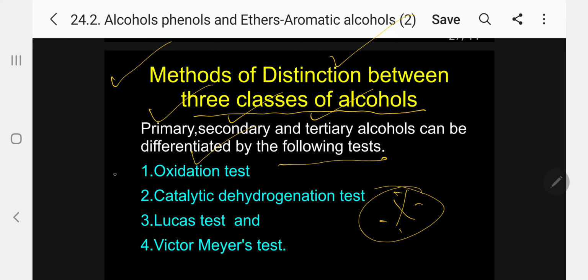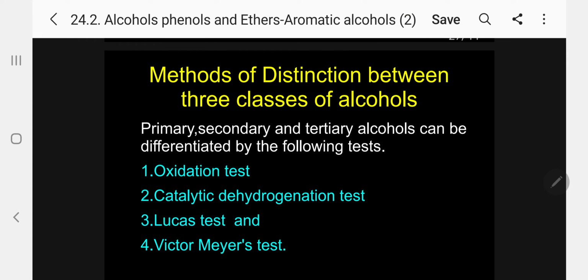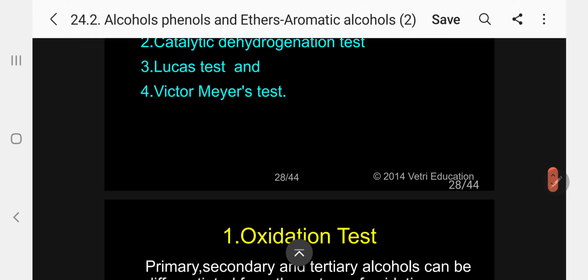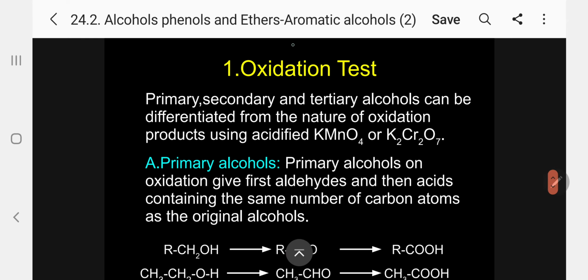One is the oxidation test. We have seen already the action of potassium permanganate or acid potassium dichromate. Number 2, catalytic dehydrogenation test in presence of copper. Third, Lucas test, which we have seen already, HX in presence of zinc chloride. Fourth is Victor-Meyer test. So by these 4 tests, we can easily differentiate primary, secondary and tertiary alcohols. Let me see one by one. Kindly follow.